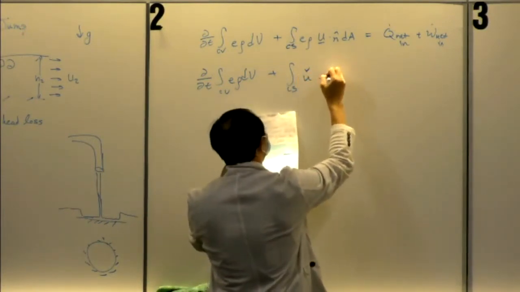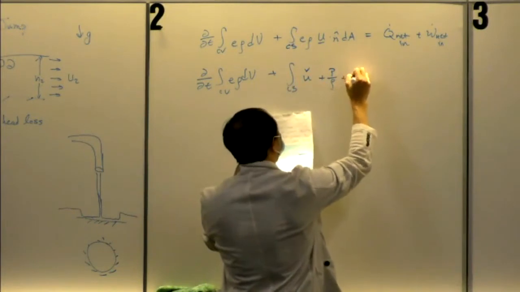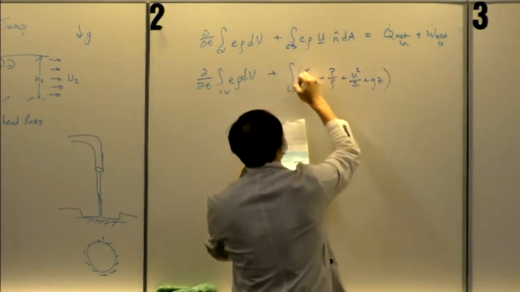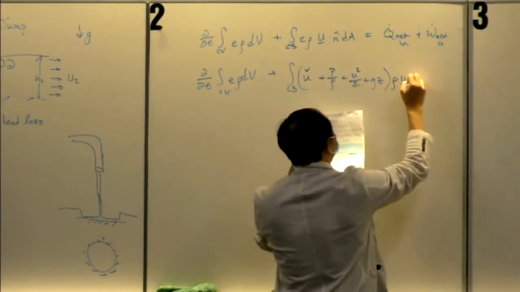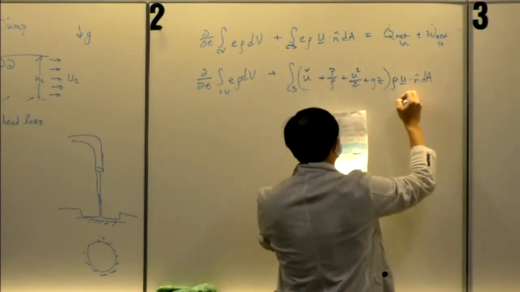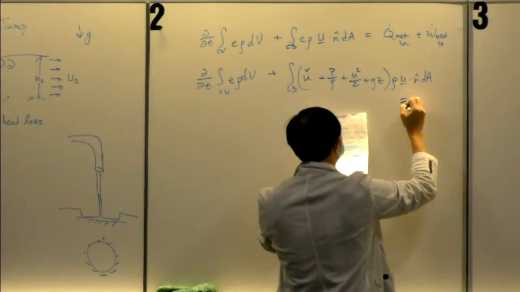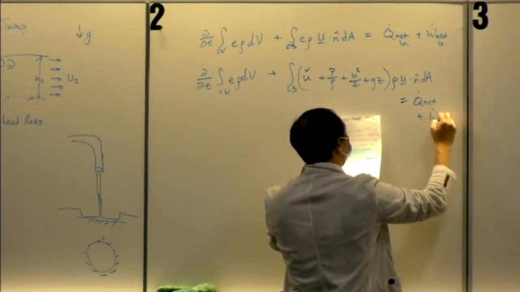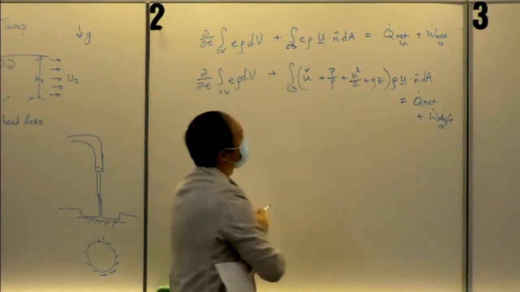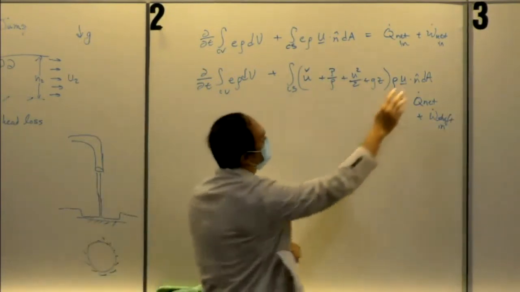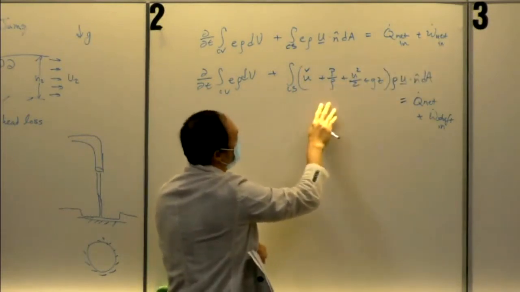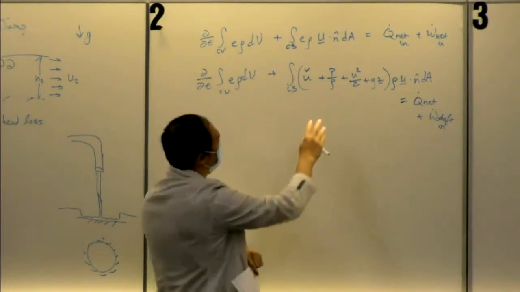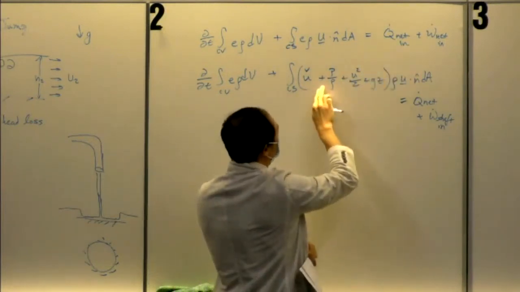You have plus Q over rho plus U squared over 2 plus gz, times rho U dot n dA, equal to Q dot net plus W dot shaft. So we've taken out the portion of W dot net that is pressure. Because of the sign convention, we consider positive pressure pushing the control volume outward. Work's only done if you have a negative, so that's why this is positive here.